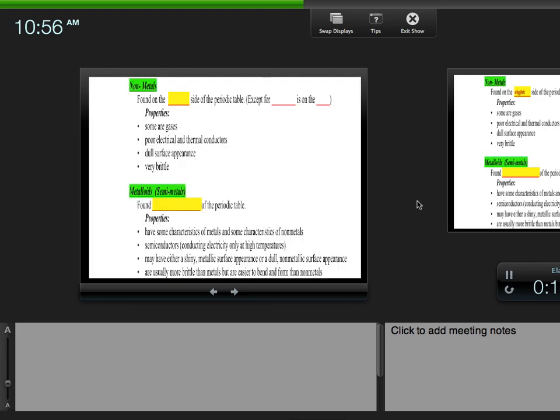All right. So now moving on to your nonmetals. Your nonmetals are found where? On the right. On the right side of the steps, on the right of the periodic table, except for hydrogen, which is found where? Left. On the left. Make sure you're filling in your blanks.